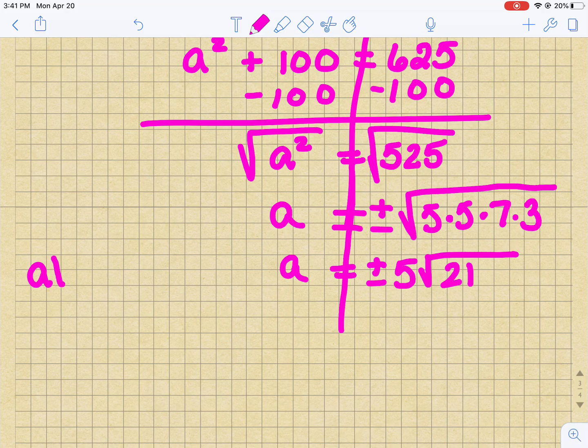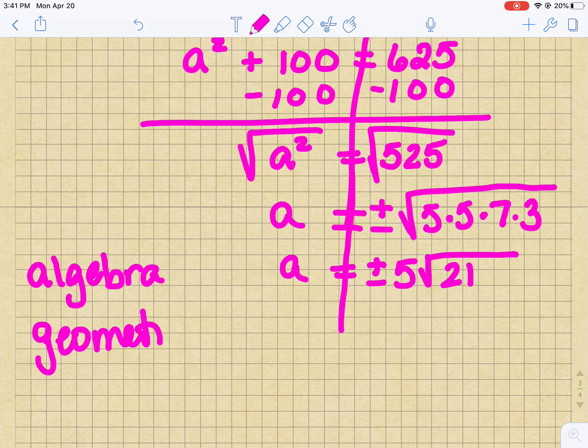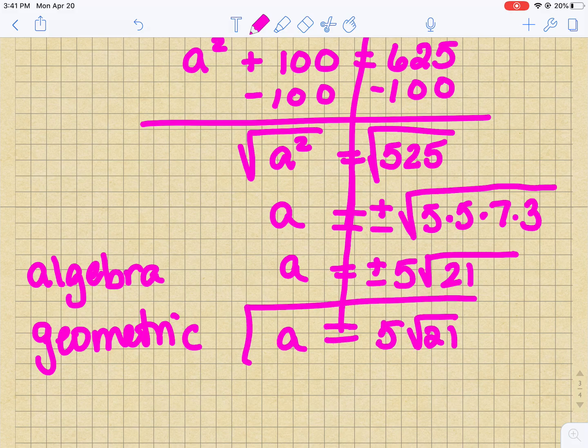Again, this is my algebra answer, which is perfectly great, but I'm talking about the side of a triangle. So my geometric answer is going to be only the positive 5 root 21. Okay, and a lot of times in geometry, you're not going to be actually giving the decimal. You're going to be giving the simplified radical form. Okay, so those are the two types of problems you're going to come up against in section 7.